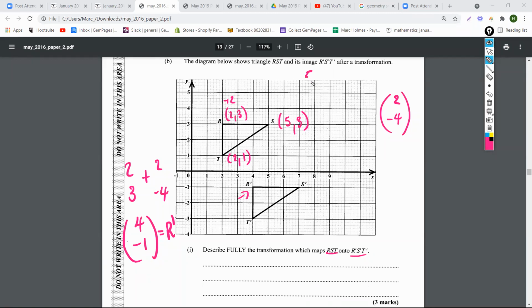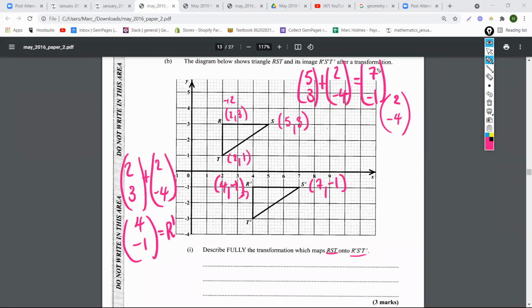S is 5, 3. If we add it to 2 minus 4, this would be equal to 7 minus 1, which is right here, 7 minus 1. So this is equal to S prime. And the last one here for the T, guys, 2, 1 plus 2 minus 4. This is going to end up giving me 4 minus 3, which is exactly this one, 4 minus 3.